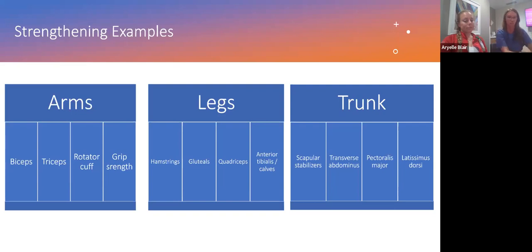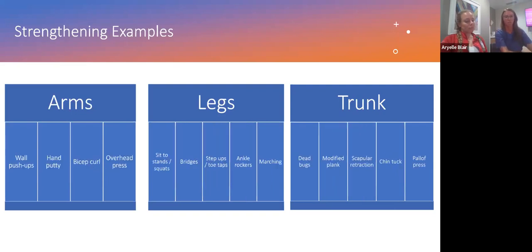And then at the following pages here, you can see some examples of exercises to do, like wall push-ups. You have hand putty that you can use, sit to stand squats, bridges, marches, like we talked about before, because that can go into a strengthening and an aerobic exercise, modified planks. And a lot of these you can adjust. Are you going to do it standing? Are you going to do it sitting if you're in a wheelchair?